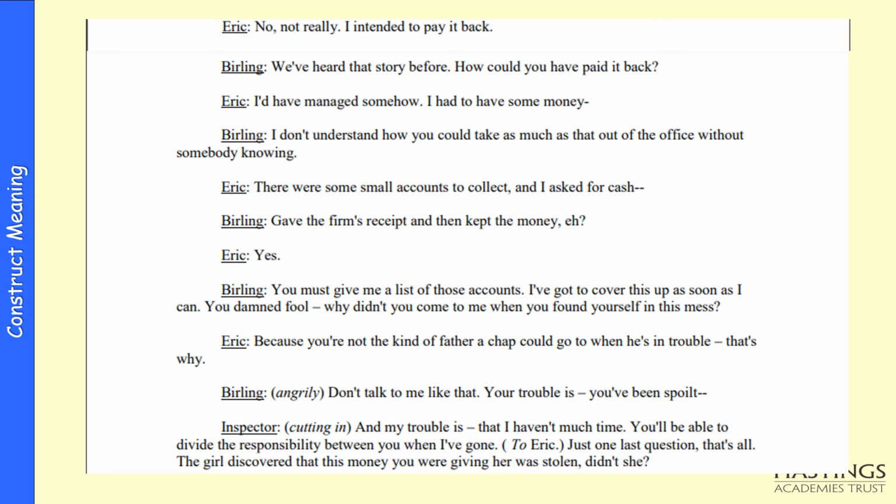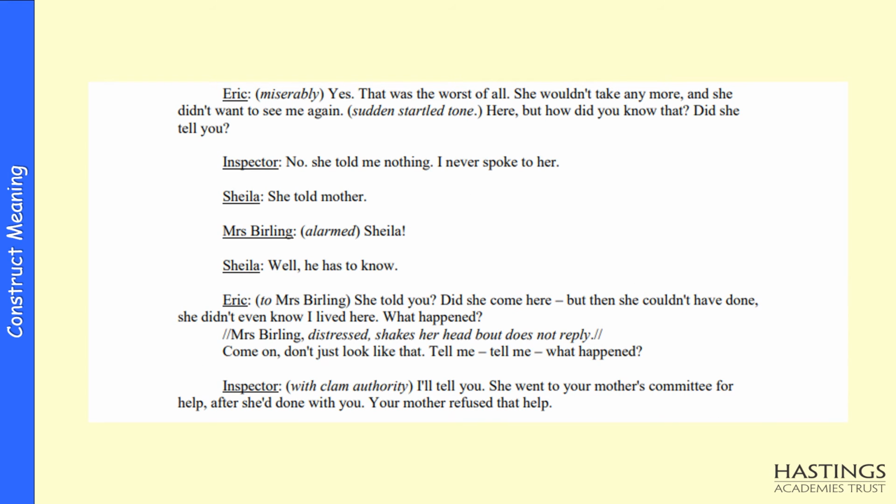Just one last question. That's all. The girl discovered that this money you were giving her was stolen, didn't she? That was the worst of all. She wouldn't take any more, and she didn't want to see me again. But how did you know that? Did she tell you? She told me nothing. I never spoke to her. She told Mother. Sheila, she told you. Did she come here? No, she couldn't have. She didn't know I lived here. What happened, Mother? Don't look like that.